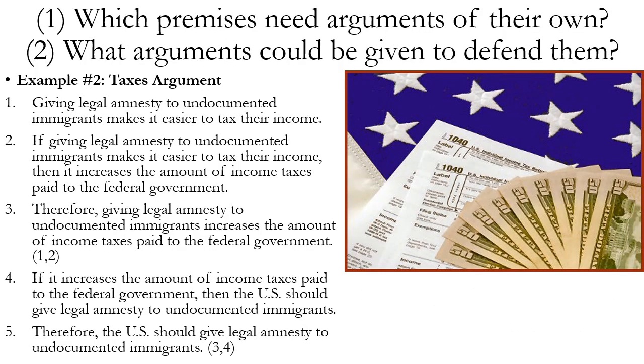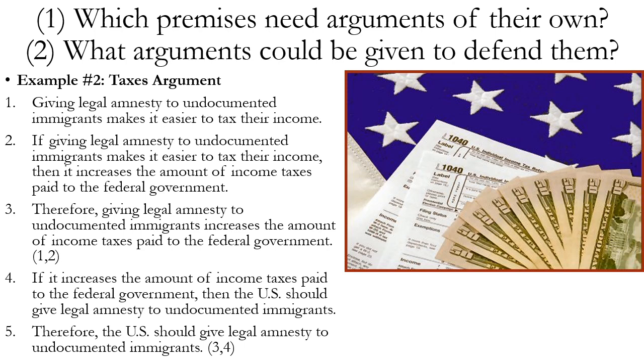So let's look at another example, the taxes argument. There are currently 3 undefended premises, again lines 1, 2, and 4. Line 1, giving legal amnesty to undocumented immigrants makes it easier to tax their income. So this one would depend on the audience if it requires defense. It may just require a type of explanation, in fact.